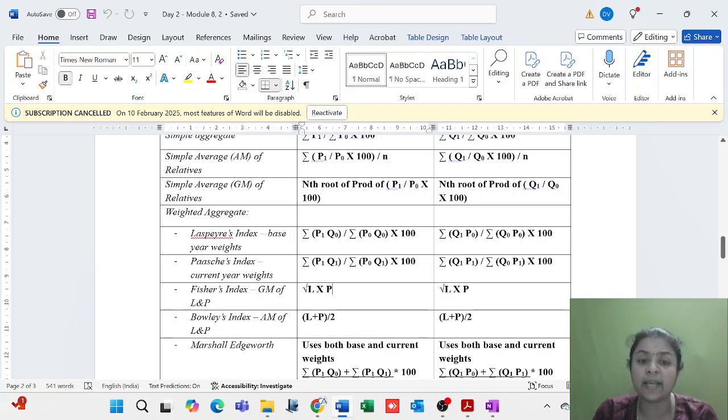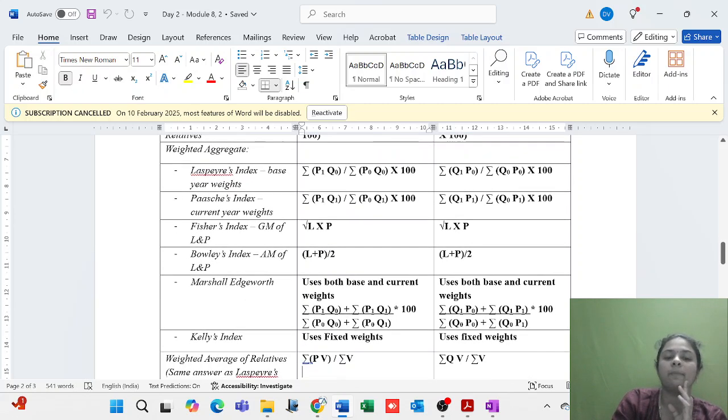Fisher's index will take the geometric mean of Laspeyres and Paasche, which is the root of Laspeyres index into Paasche index. And Bowley's index will take the arithmetic mean of Laspeyres and Paasche, L plus P divided by 2. The other two, Marshall-Edgeworth and Kelly's index, are not very frequently used, but if asked, the formula is given to you. The repeatedly tested ones will be the first four: Laspeyres, Paasche, Fisher's, Bowley. These four are definitely likely to be asked many times. Marshall-Edgeworth is very rarely asked.